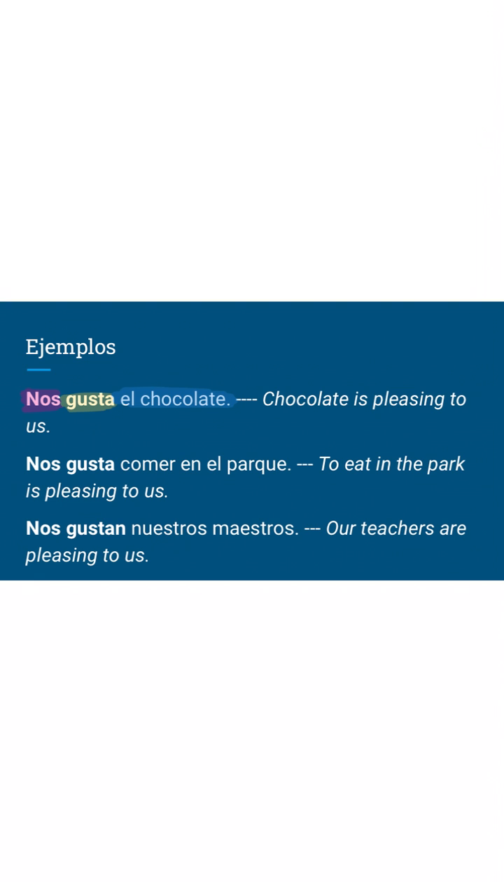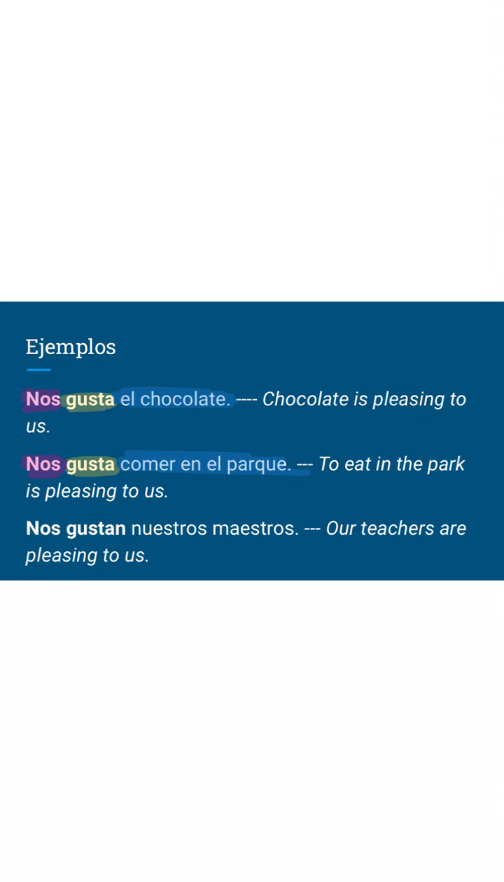In our next sentence, we have nos gusta comer en el parque. So our subject again here is to eat in the park, right? Because that is what's doing the pleasing. Our verb, of course, is the singular form gusta, because we have a verb as the subject, which is comer. And then the people being affected is us here as well. So nos gusta comer en el parque. To eat in the park is pleasing to us.